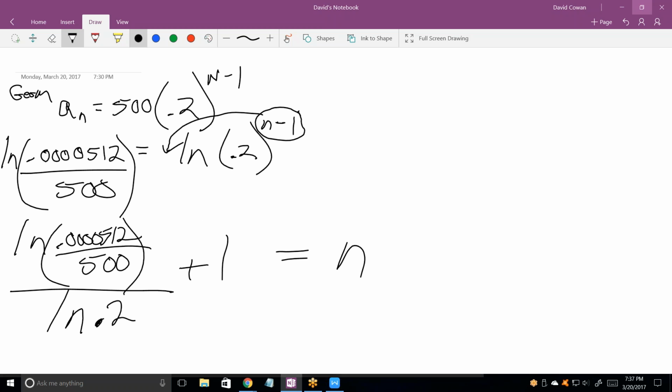Now, another decent thing to know is that when you take the logs of numbers greater than 1, you get positive answers. When you take the logs of numbers between 0 and 1, you get negative numbers. So this numerator is going to be negative, but so is the denominator.